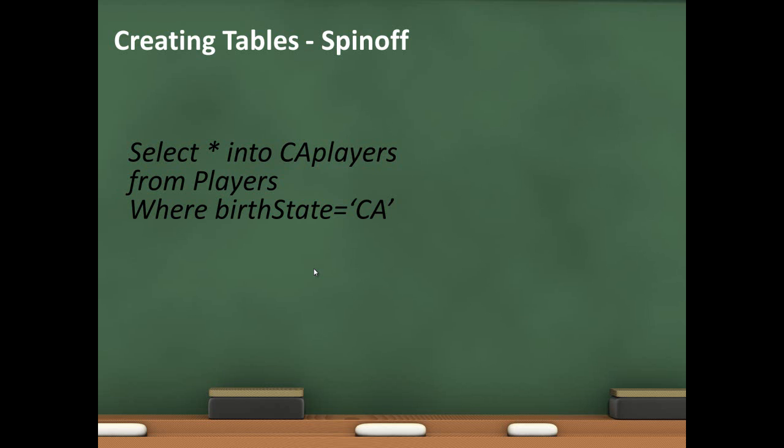And when that spin-off table CA players is created, column for column, it will be a mirror image of players with a couple of small exceptions. And that is that any of the keys will not be copied across. The primary key will not be copied across, nor will the identity field be copied across. But all the data will be copied across along with the data types, as well as if it's character data, the length of the fields will match exactly.